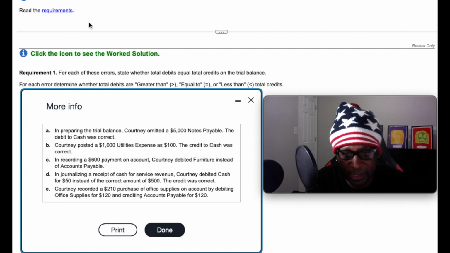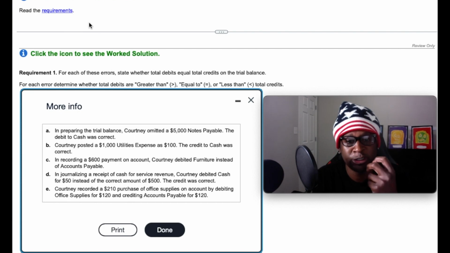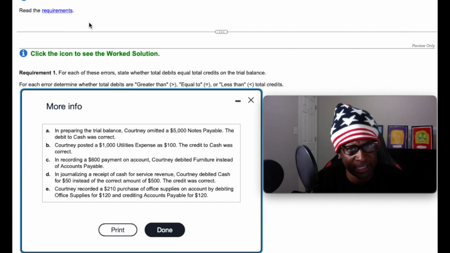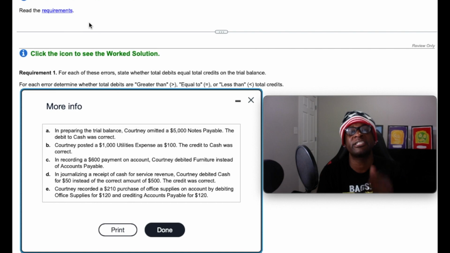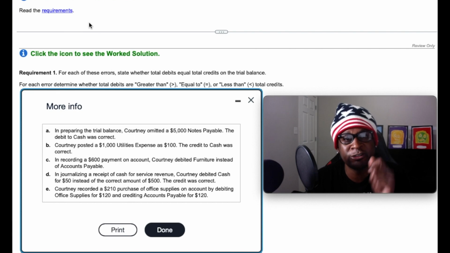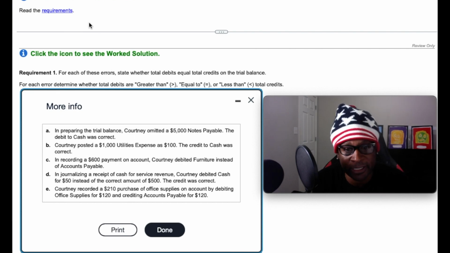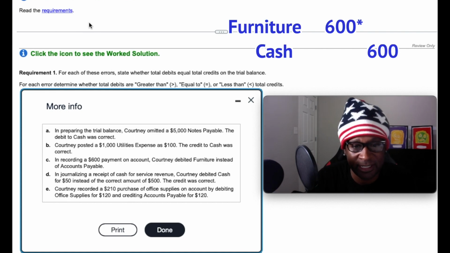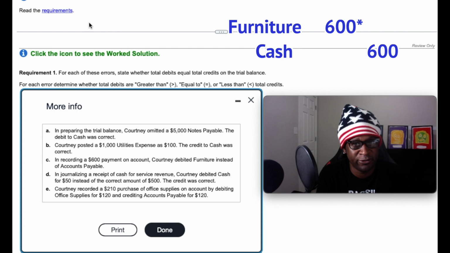It said that Courtney debited furniture instead of accounts payable, but she was supposed to record a collection on her account. So, what is the correct journal entry that she should have done? Recording a collection on her account, you're going to debit accounts payable, decreasing that liability, and credit cash, decreasing that asset as well. However, it said instead of her debiting accounts payable or lowering the liability, she increased her asset furniture instead. So think about that, gang. She increased the asset furniture instead.